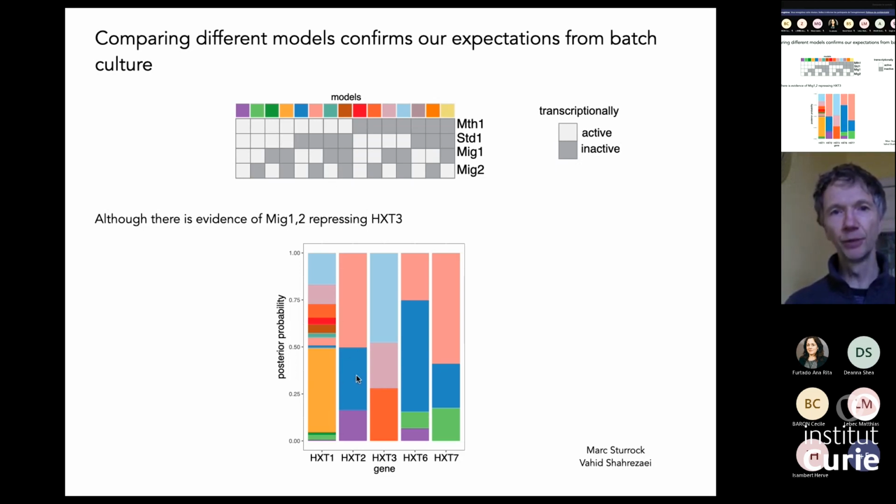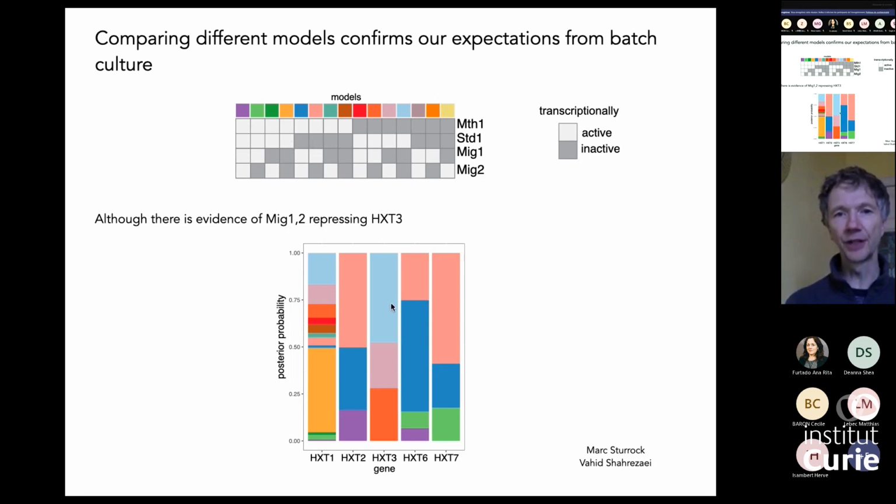hxt2 has a pink and blue, so pink has MTH1 and MIG1, which is what we were hoping. For this one, we're not expecting any control from STD1. In both these models, the pink and blue, no control for STD1. Again, consistent with the batch culture data. And so on, you can go through hxt6 and 7 is also blue and pink, as is hxt4. Both of them are blue and pink, which again implies no control through STD1, which is what we saw in the batch culture data.